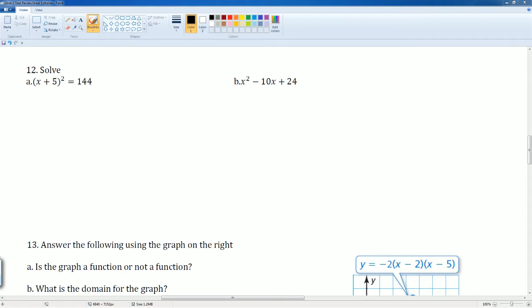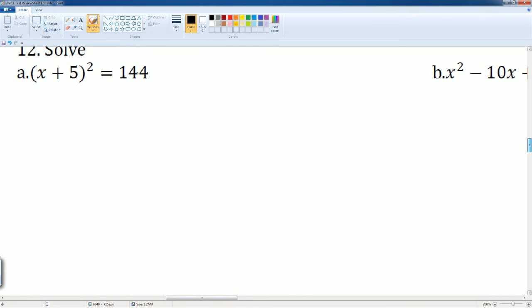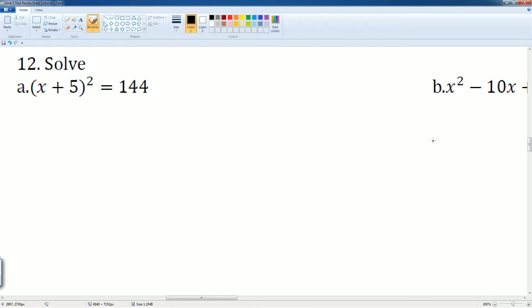Welcome to the Term 4 Final Test Review Sheet Solution tutorial. Here I will be covering number 2. It says to solve. There are multiple ways to solve this, and the easiest way is to graph, but let me show you the algebra.